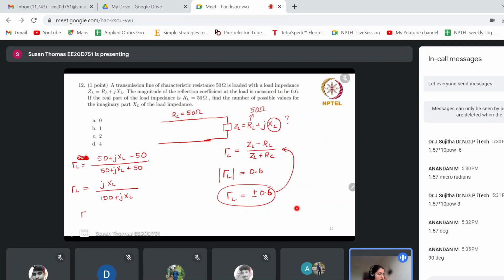Now when we take the magnitude of gamma L, what we have is XL divided by the square root of 100 square plus XL square. And this magnitude is 0.6. Now, will you be able to calculate XL? Can you all try this, please?